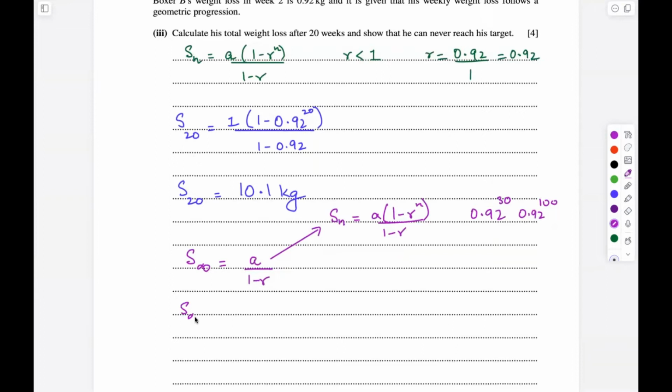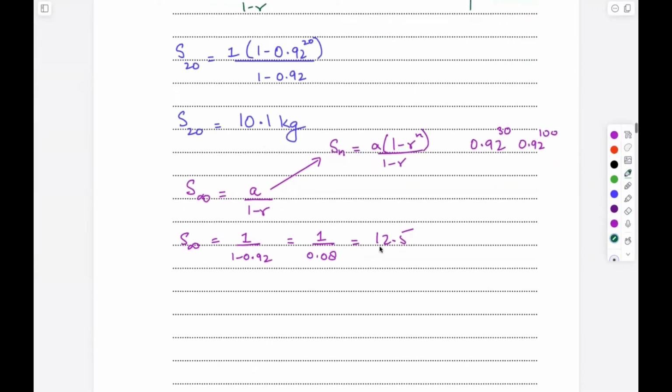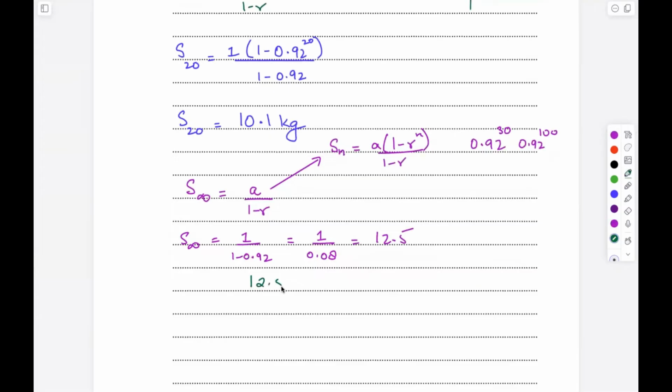Finding the sum of infinite terms, that will become 1 divided by 1 minus 0.92. Substituting this in the calculator, that will become 1 divided by 0.08, which is equal to 12.5. Now, as he had to reach the target of 13 kg, and the sum to infinity is 12.5, we can write that 12.5 is less than 13. It shows that he can never reach his target.